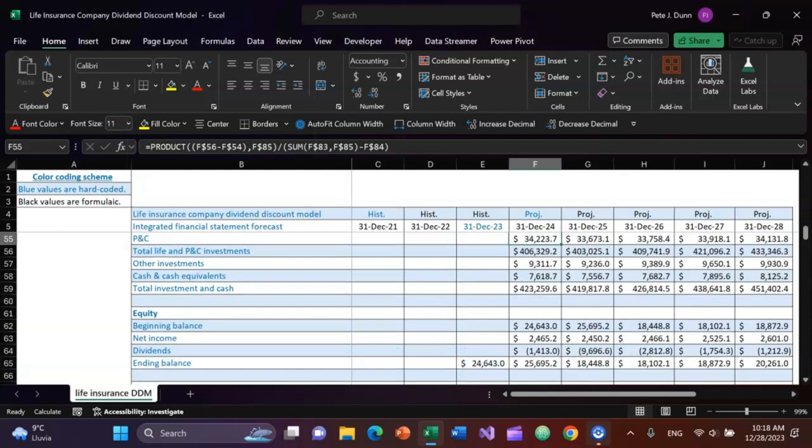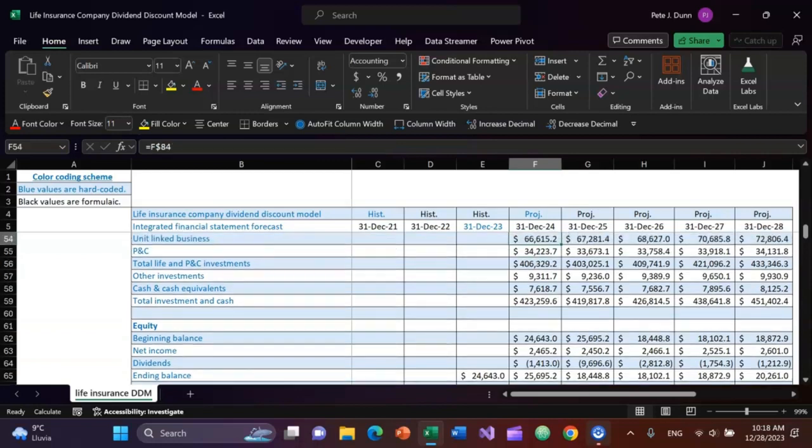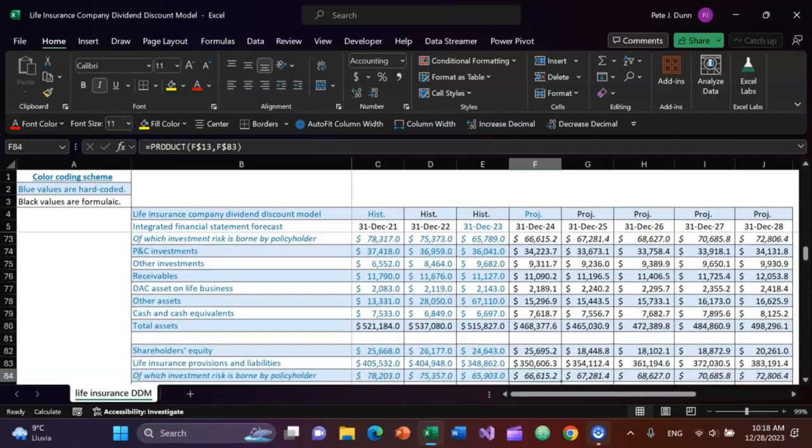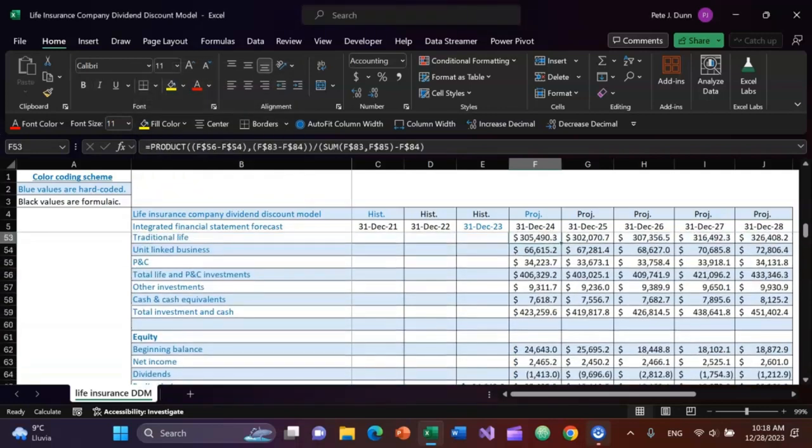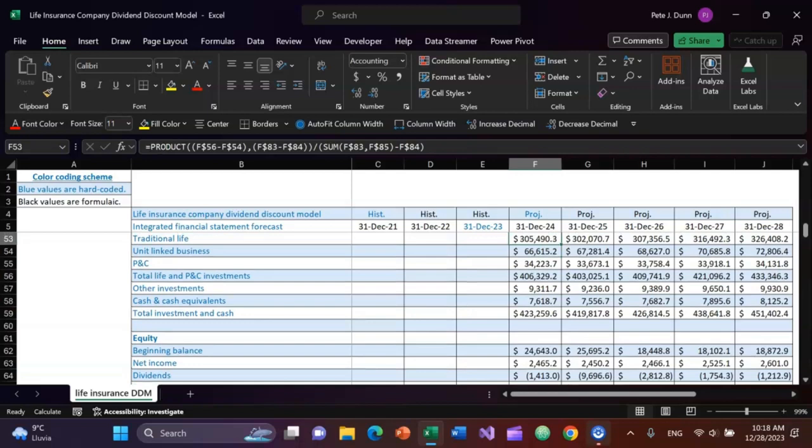Then you divide by the sum of the provisions in row 83 and 85, netting out row 84, which is the unit-linked life insurance provisions. Unit-linked business, which is the unit-linked provisions, essentially, that's just a reference to row 84. So again, Control left bracket, F5 enter. So that's how you build out the investments in cash.